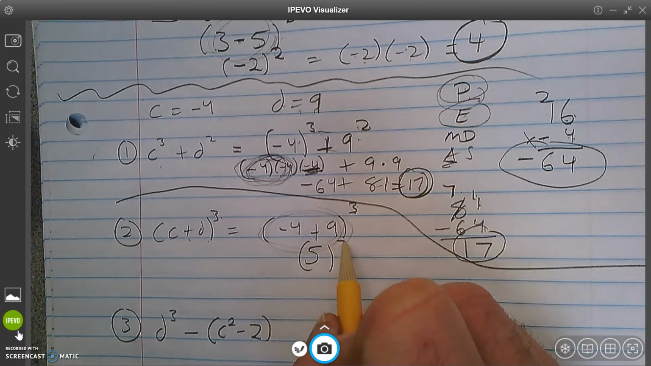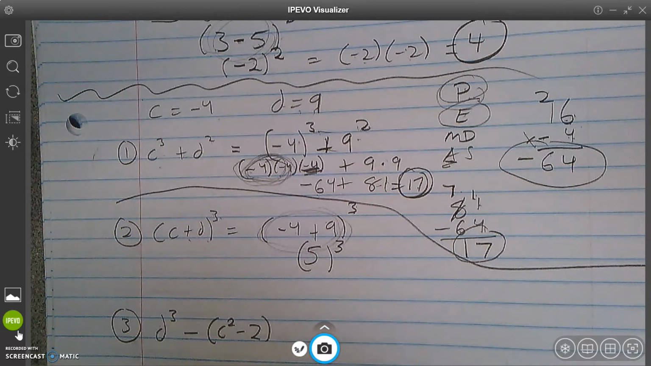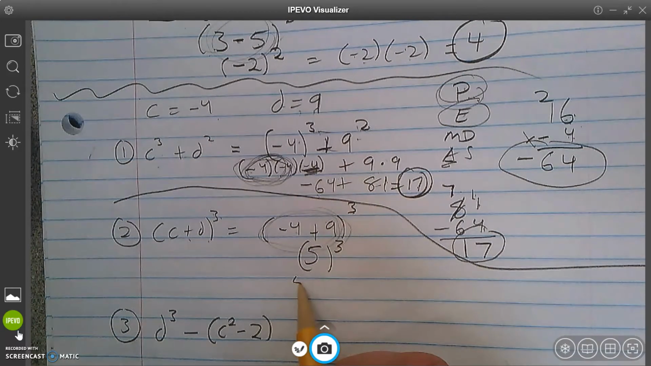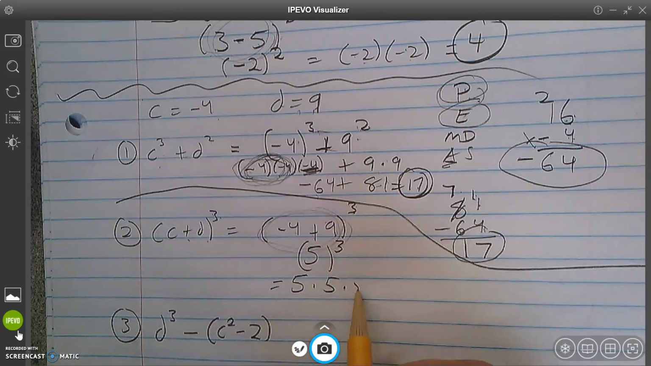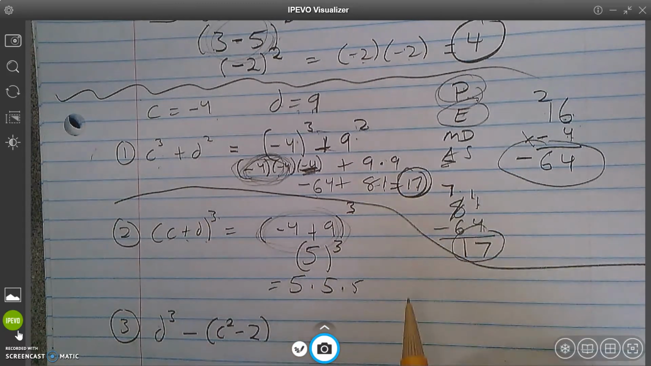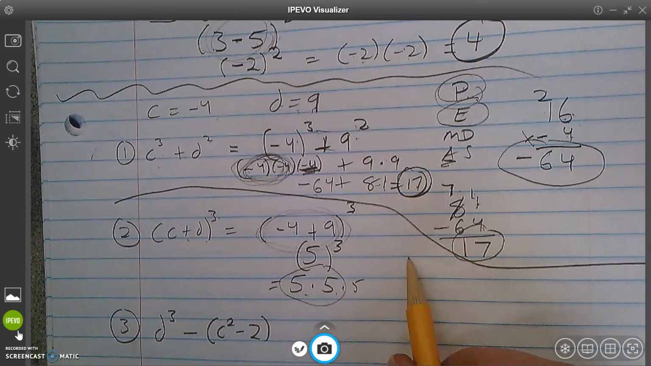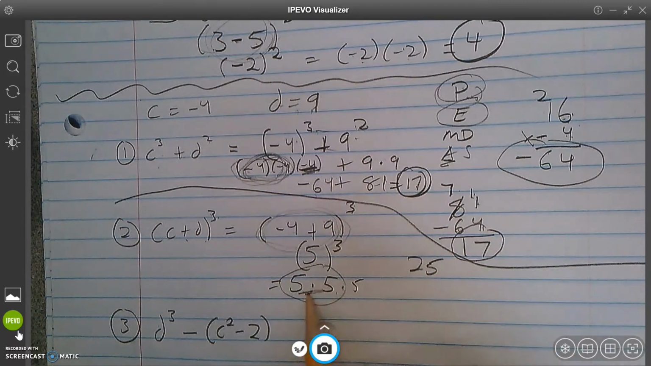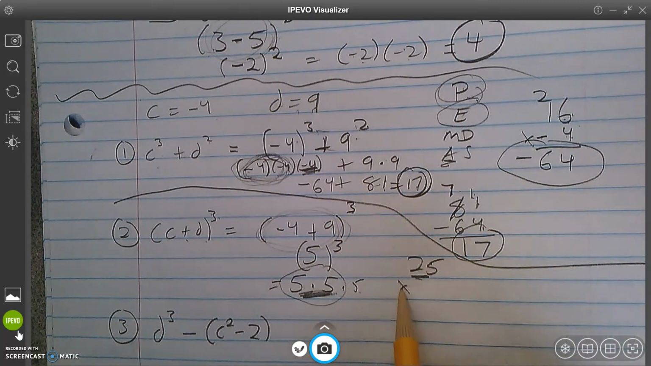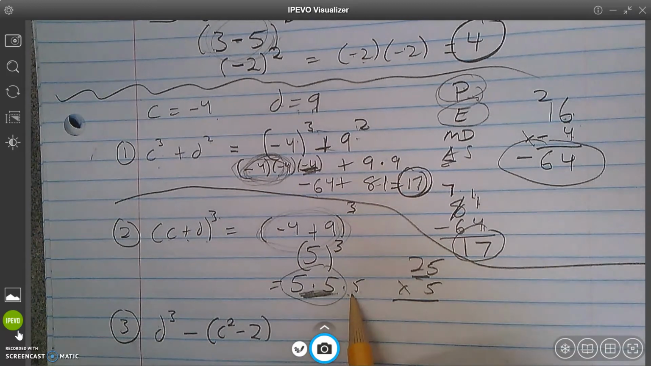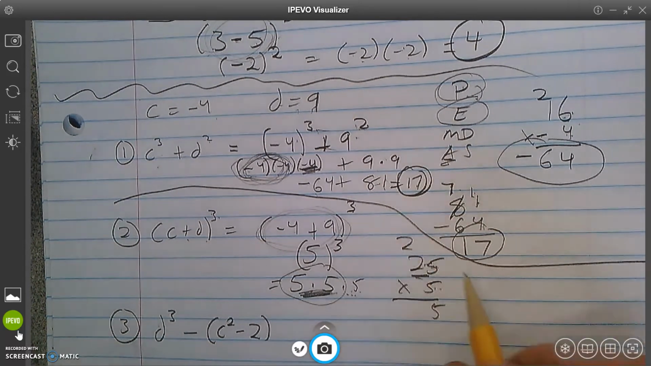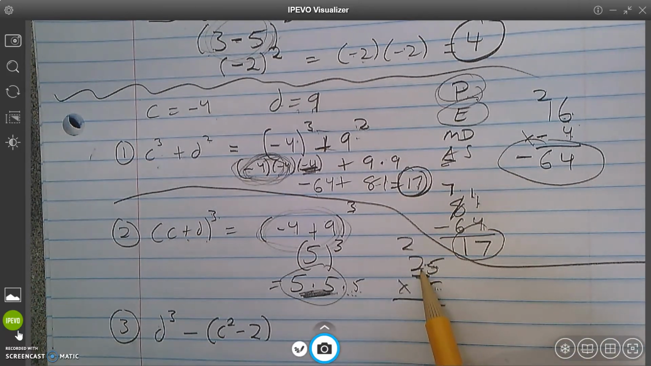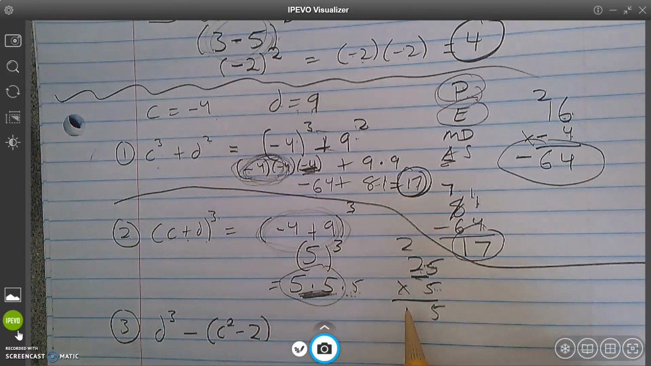5 to the third. So that is 5 times 5 times 5. 5 times 5 is obviously 25. So this is 25 times that one more 5, the third 5. So 25 times 5. 5 times 5, 25. 5 times 2 is 10, plus 2 is 12.